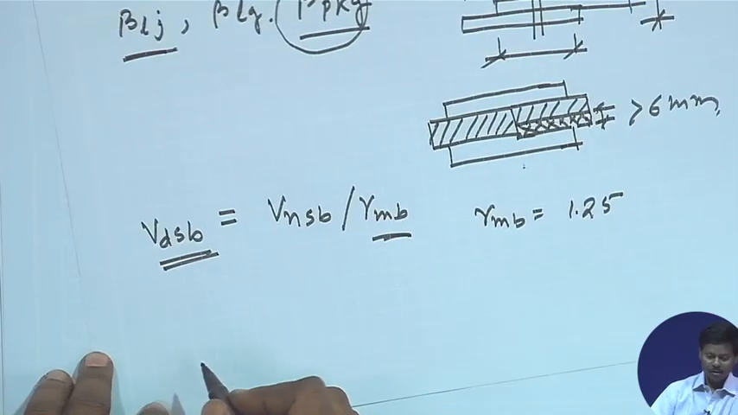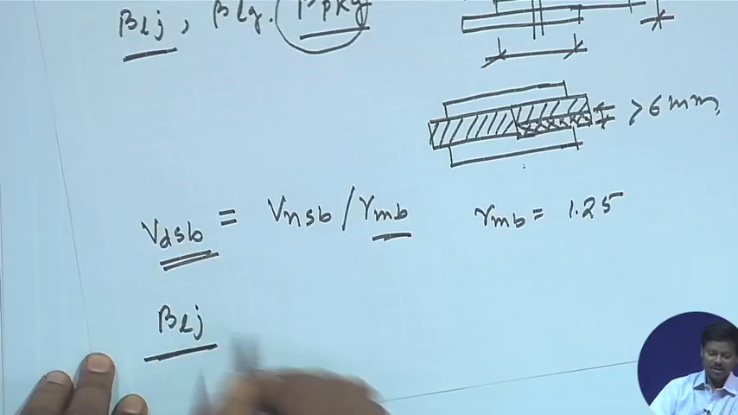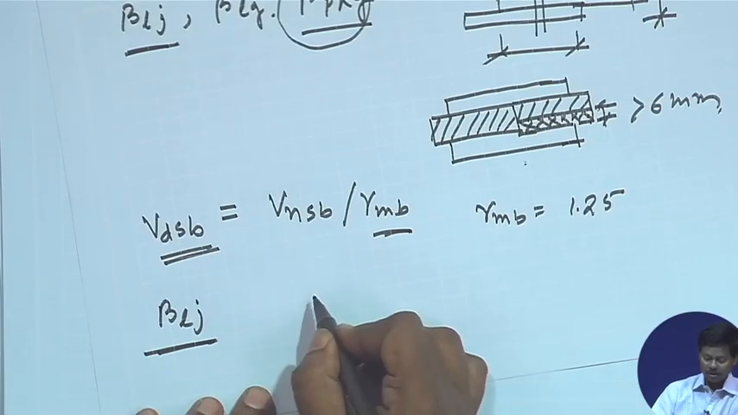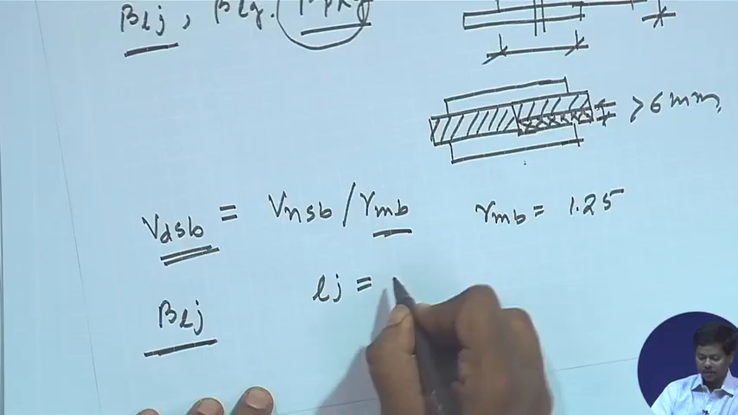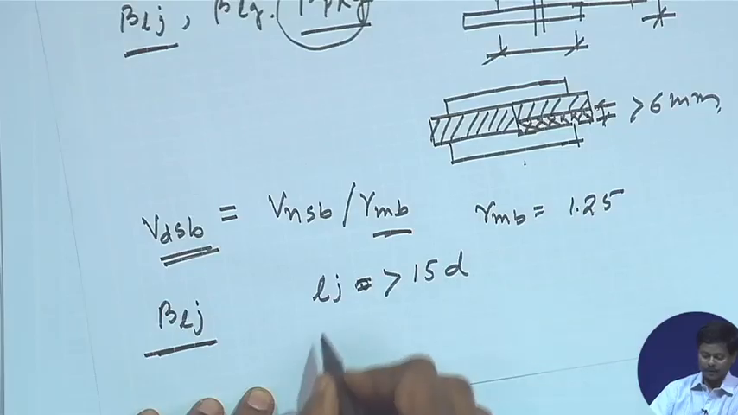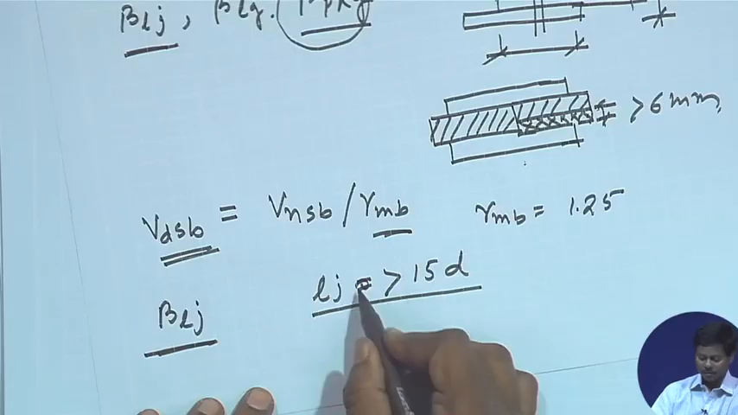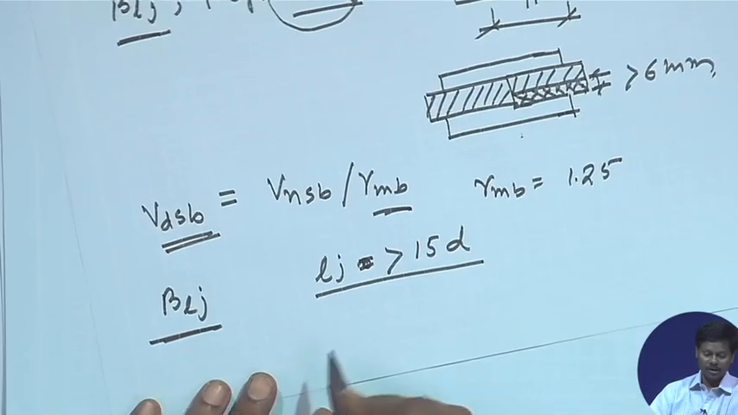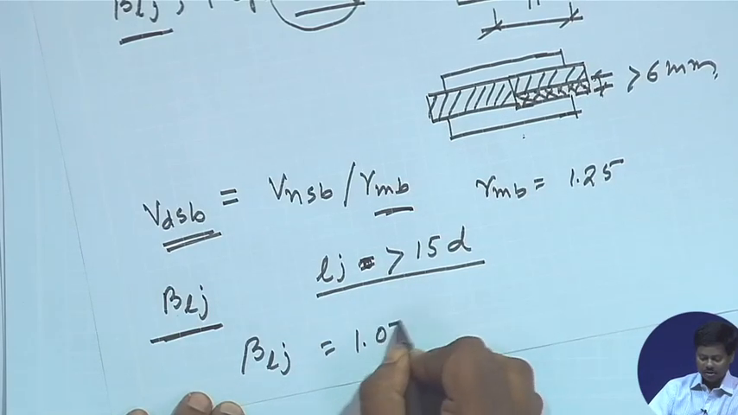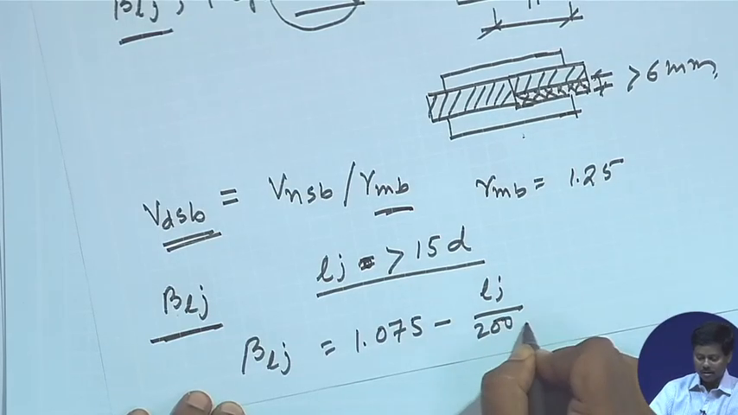Now, let us come to the reduction factor. How do we calculate beta Lj? This is the reduction factor due to long joint. So, what does long joint mean? Long joint means the length of joint becomes more than 15 times the nominal diameter of the bolt. If the length of joint becomes more than 15 times the nominal diameter of bolt, then we can calculate beta Lj as 1.075 minus Lj by 200 D.